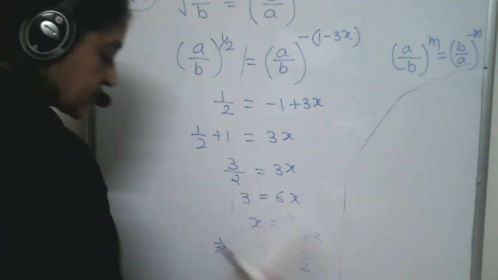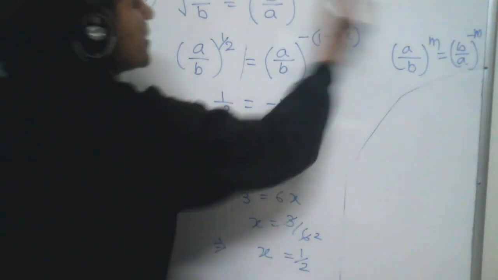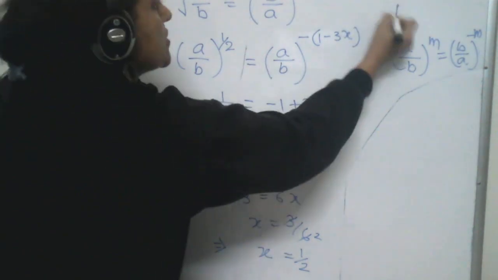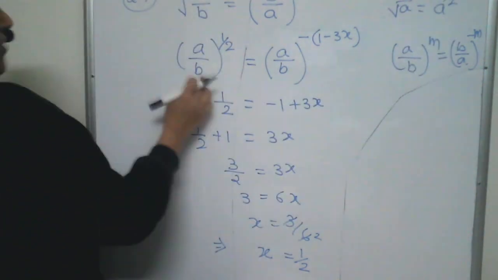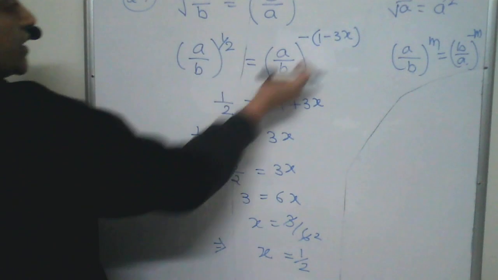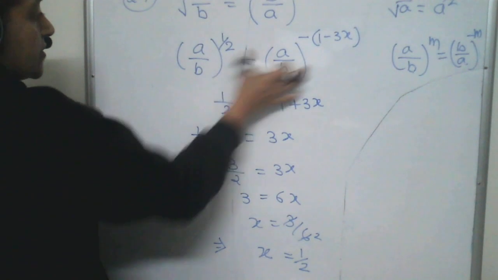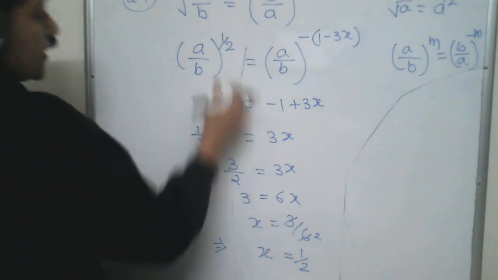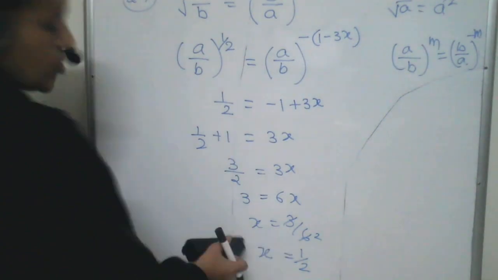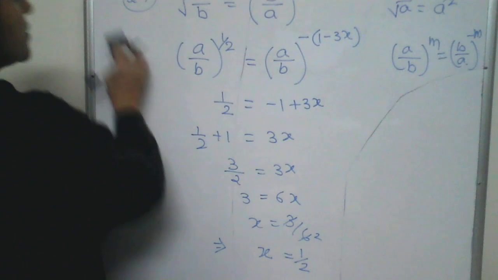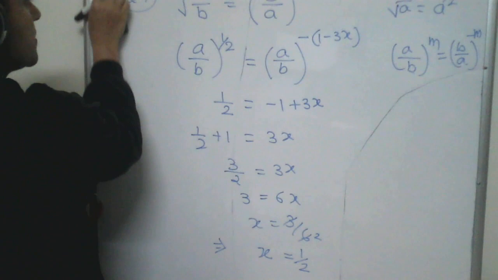Okay, so the next question in the list, hope you have understood this one. Square root of a is equal to a to the power 1 by 2. So this square root is written as power 1 by 2, and then we have made those base fractions same, and then we have equated the exponent. Hope you have understood. Let me know if you have understood. Please type in the comment box.